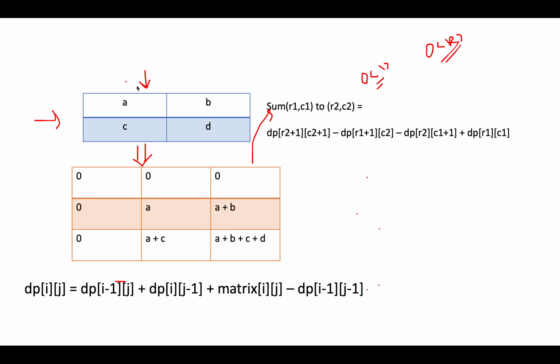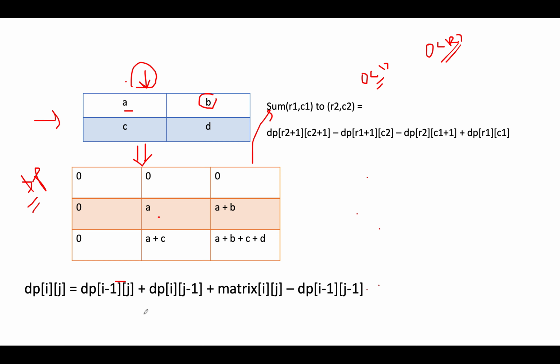So let's hypothetically assume that we are given an input matrix as a, b, c and d, where a, b, c, d are any random integers, and we'll create a prefix sum matrix or the DP matrix, whatever you want to call it, of one row greater than the number of rows that we have in the input matrix and one column greater than the number of columns that we have in the matrix. That will help us in the computation process.